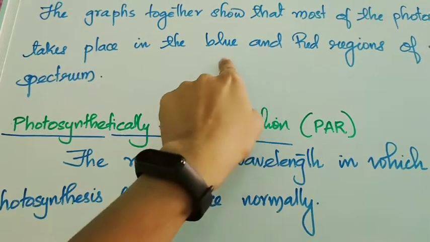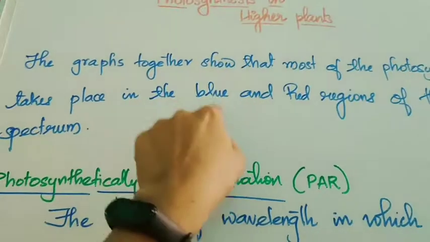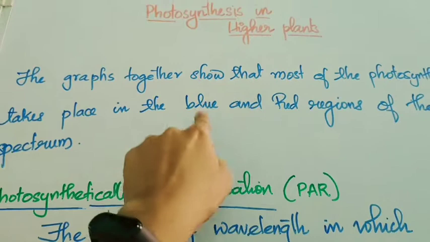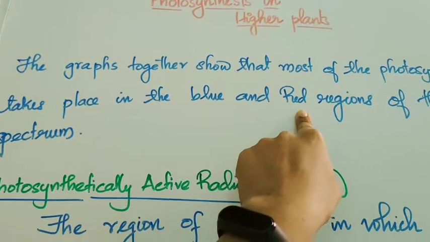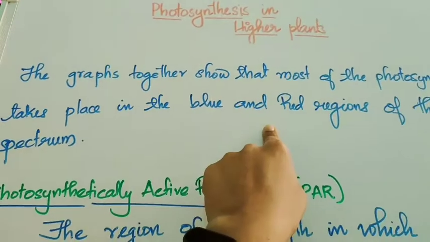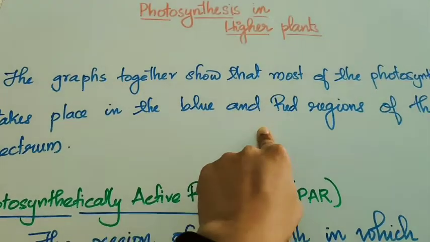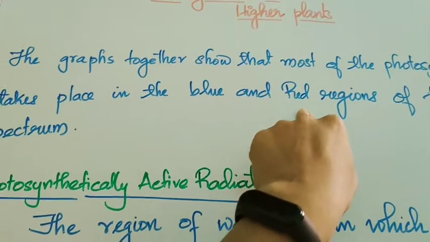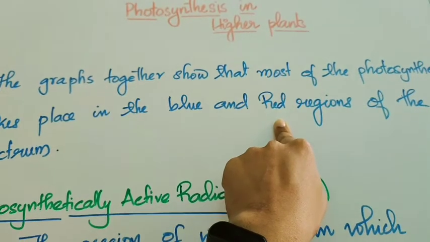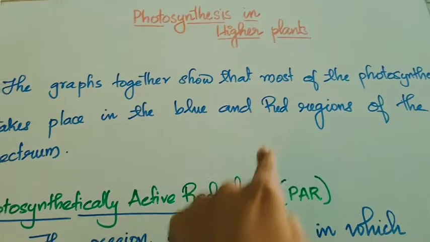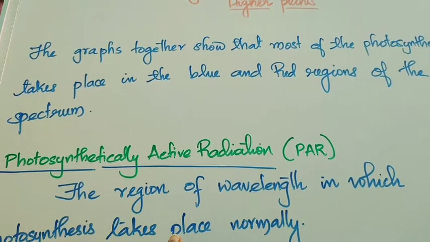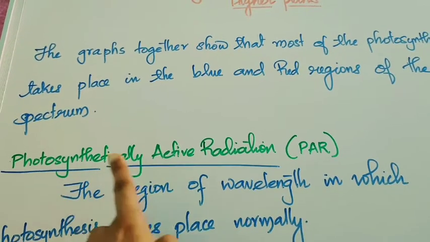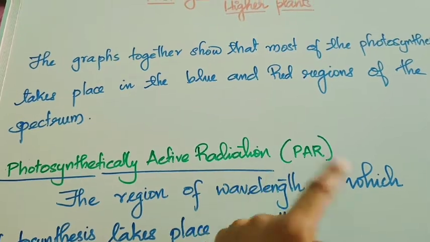So our chlorophyll absorbs blue and red light. The chlorophyll absorbs blue and red light. Okay, always remember this. It is a question that may be asked in your NEET exam. Blue and red light is the light that chlorophyll absorbs. And the region of wavelength in the spectrum which is photosynthetically active is called photosynthetically active radiation or PAR.